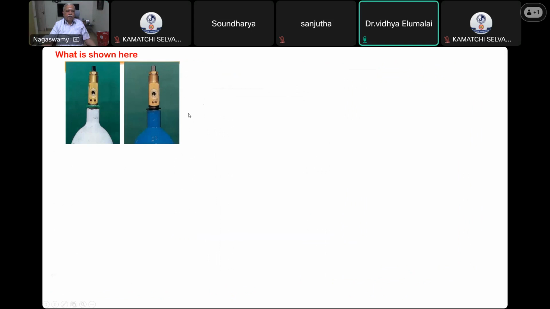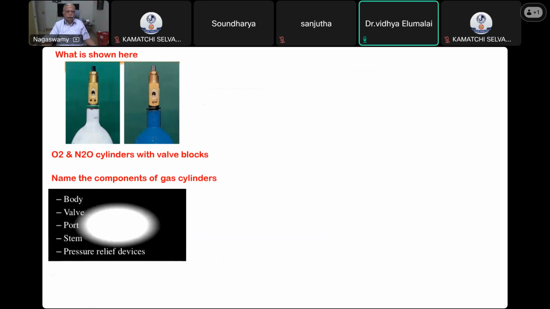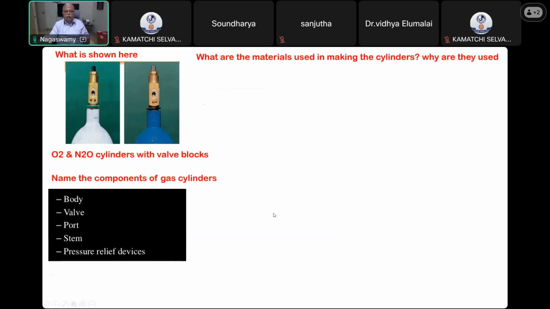Valve assembly with the pin index, the valve, oxygen, nitrous oxide with the valve blocks. Name the components of the gas cylinders. The entire cylinder, what are all the parts? So body, neck, valve, and valve assembly. Okay, so body, valve, port, stem, and pressure relief devices.